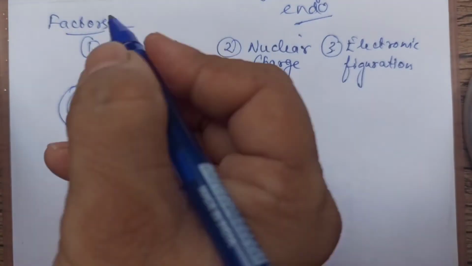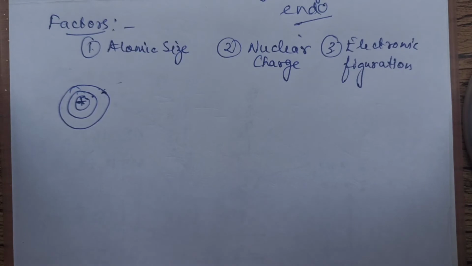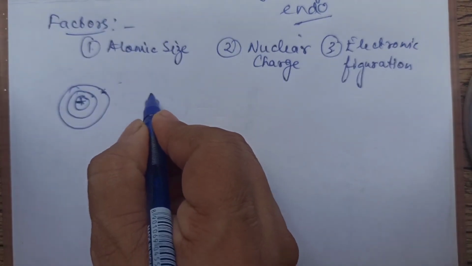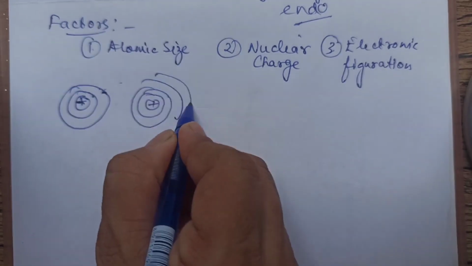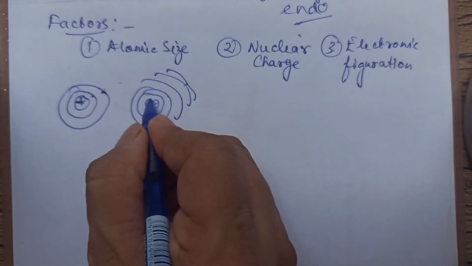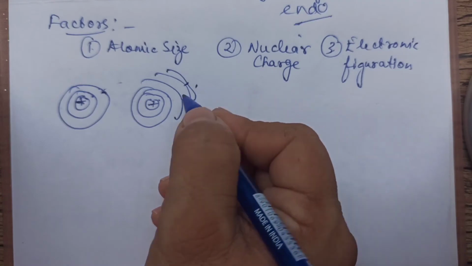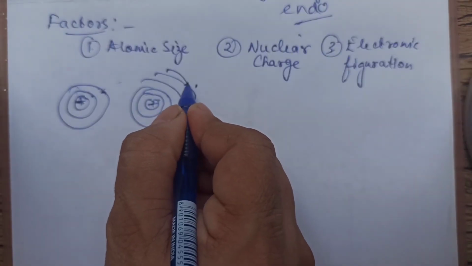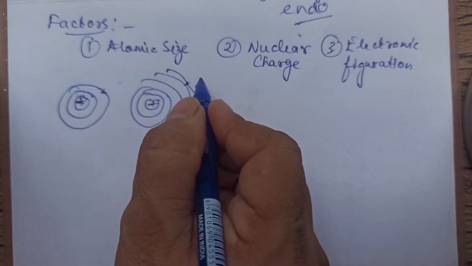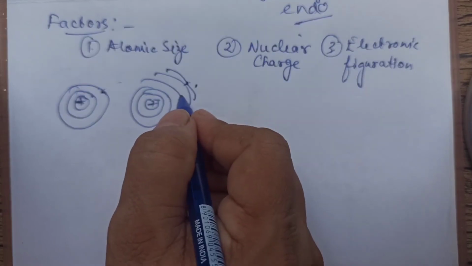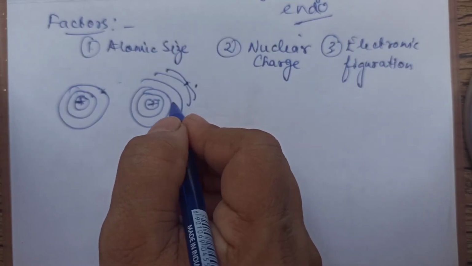So if it can take an electron easily, it means the energy released is more. And if you compare a larger size, the distance between the nucleus and the valence shell is more. When it is more, it means the nucleus cannot attract the added electron easily. Attraction will be less. If attraction is less, less energy will be released.